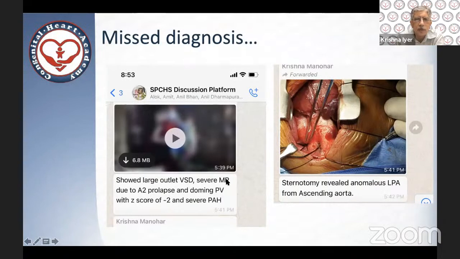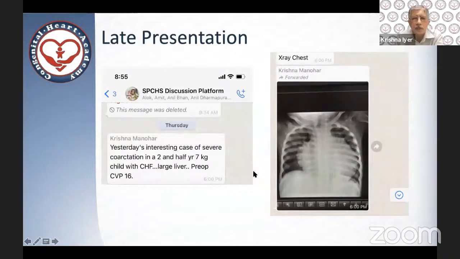He went in for a VSD closure and a mitral valve repair. And on the table after sternotomy, found that this patient had an anomalous left pulmonary artery arising from the ascending aorta. So you have to change track and fix this in addition. Late presentation is a big problem.